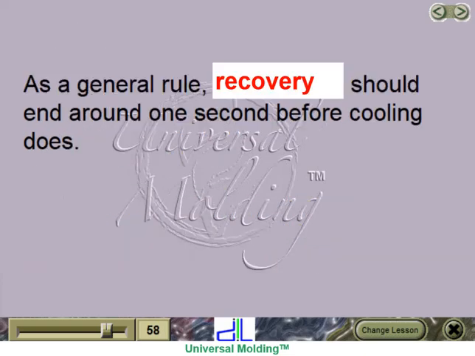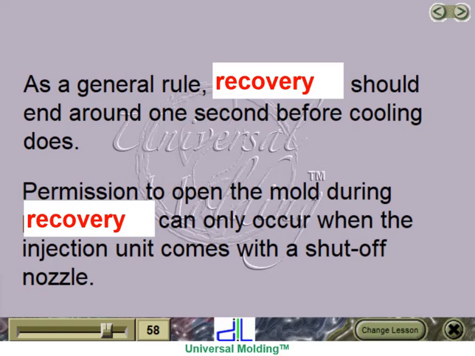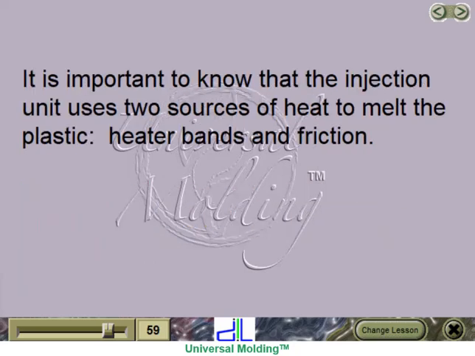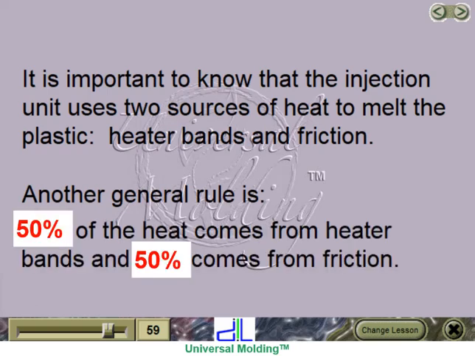As a general rule, plastification should end around 1 second before cooling does. Permission to open the mold during plastification can only occur when the injection unit comes with a shutoff nozzle. It is important to know that the injection unit uses two sources of heat to melt the plastic: heater bands and friction. Another general rule is 20% of the heat comes from heater bands and 80% comes from friction.